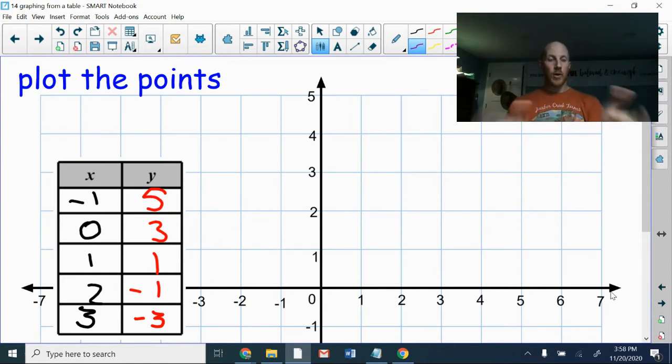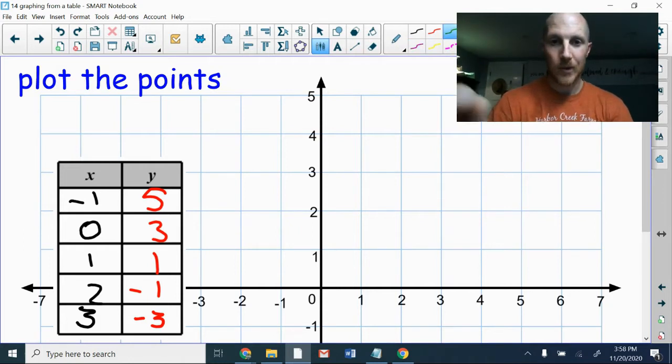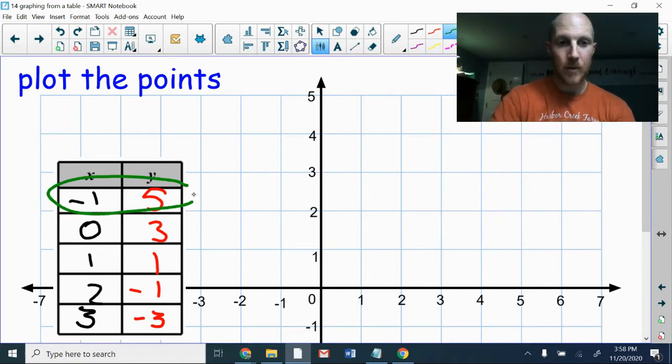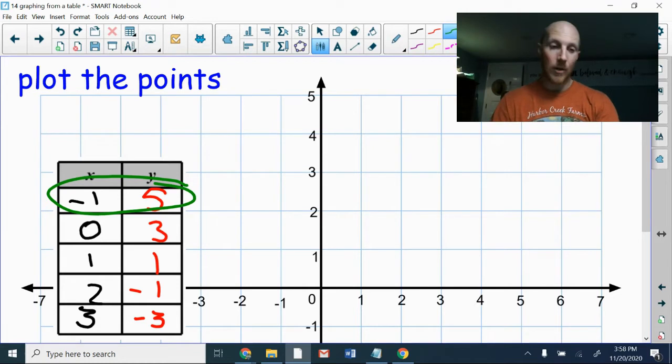So here's a table. We're going to plot these points. In this case, we've been given all of the points in the table. We just need to put them onto the graph. So I'm going to start at the top here. In a table, this one is labeled with the x and the y. The x and y coordinate need to go together to make one point.